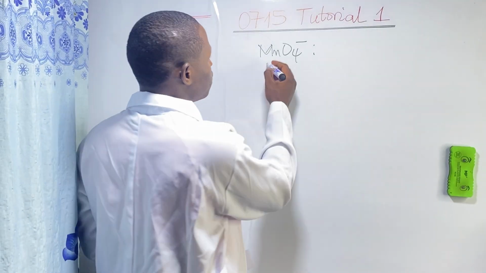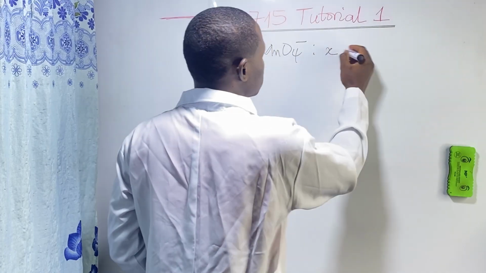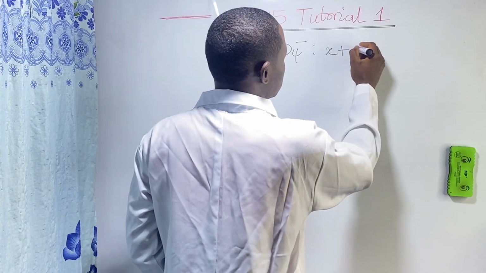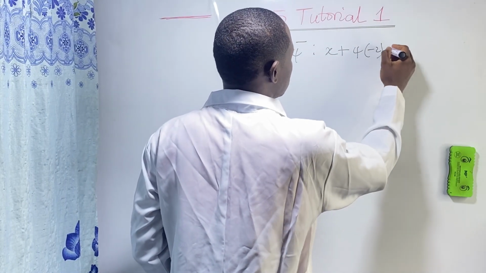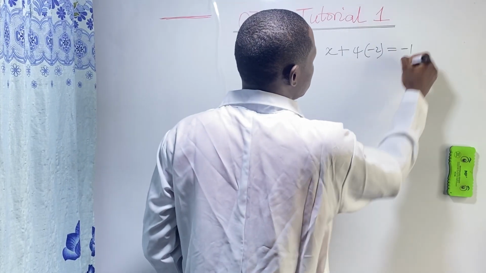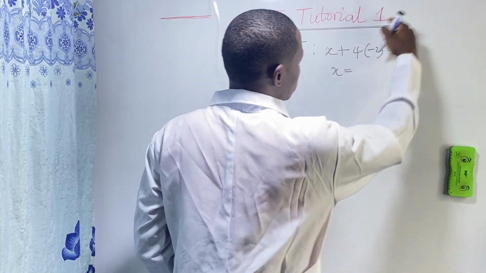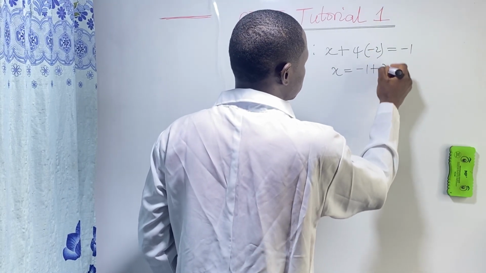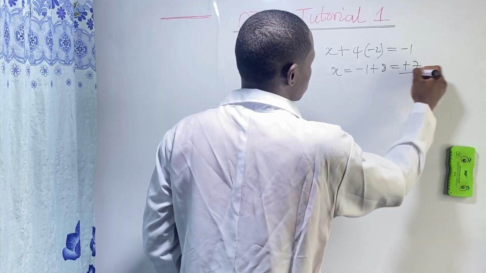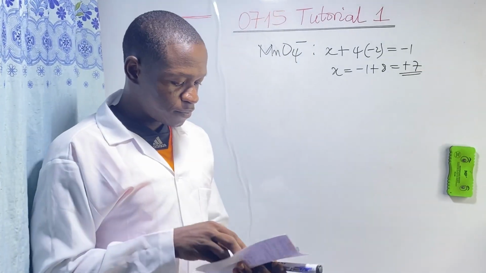0. So if manganese is X, then we shall say that X plus oxygen here is -2. So we say 4 times -2 equals to what? Equals to -1. So what is X? X is -1 plus 8. So X is +7. So manganese in permanganate is +7.